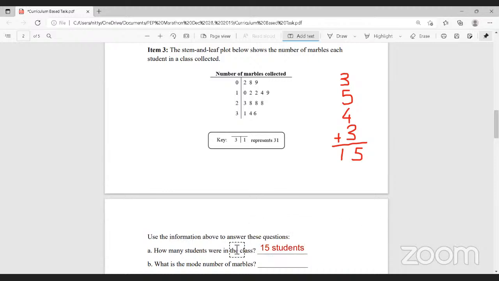All right. Now the next question says, what is the mode number of marbles? Now we need to know what mode is. What is mode? When they say mode, what do they mean? What does it mean when we're talking about the mode number or the modal number? What do we call the modal number or the mode number? When we talk about mode, what are we referring to?